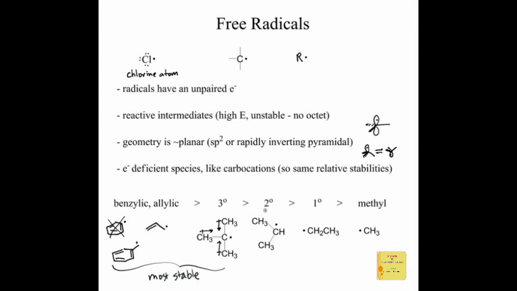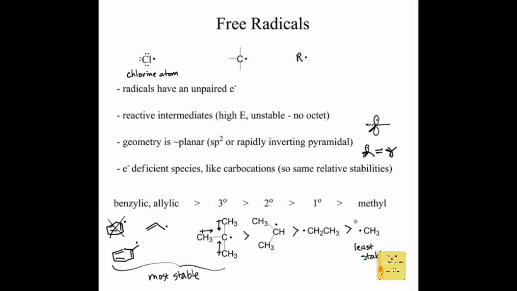Those are better than secondary. Those are better than primary. So here's an example of a primary radical. It has just 1 carbon group attached. Those are better than methyl. This is the least stable. Okay, but it's still possible to make a methyl radical.